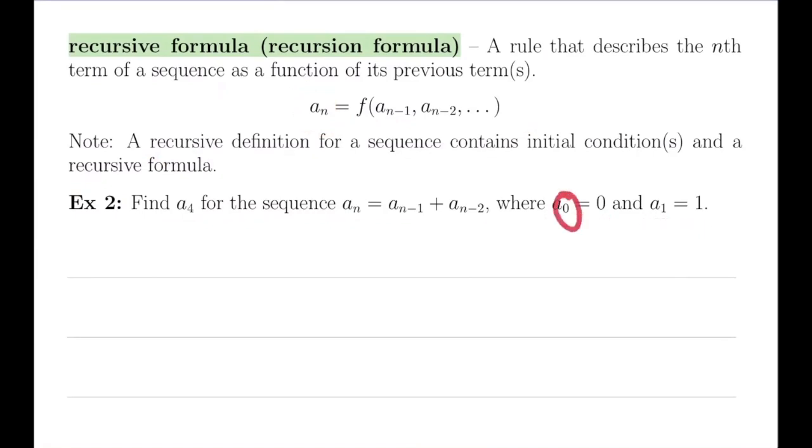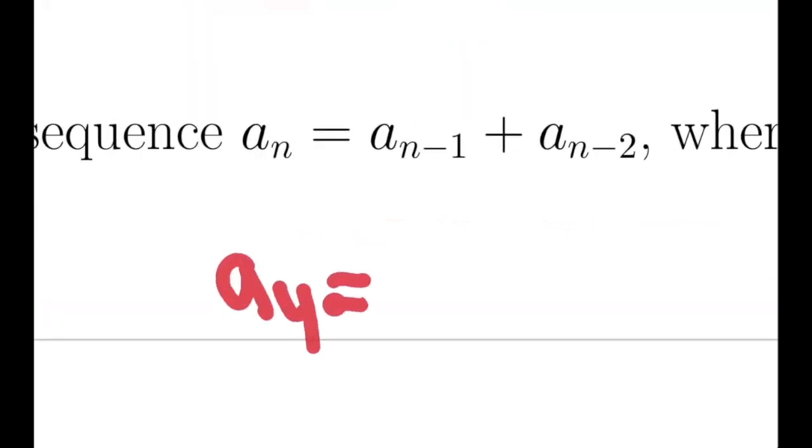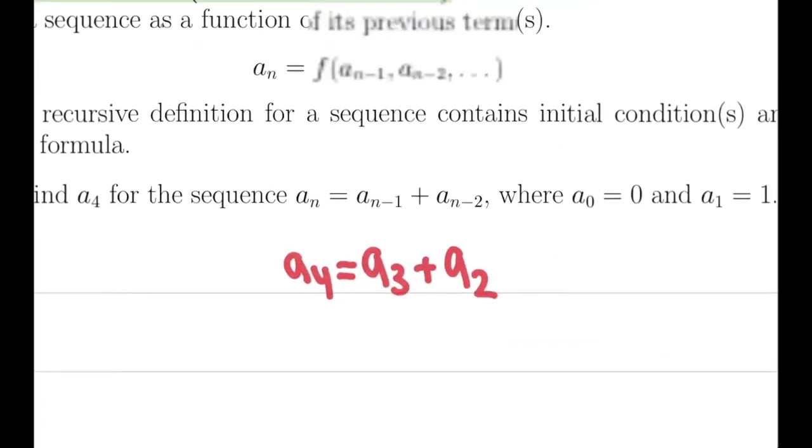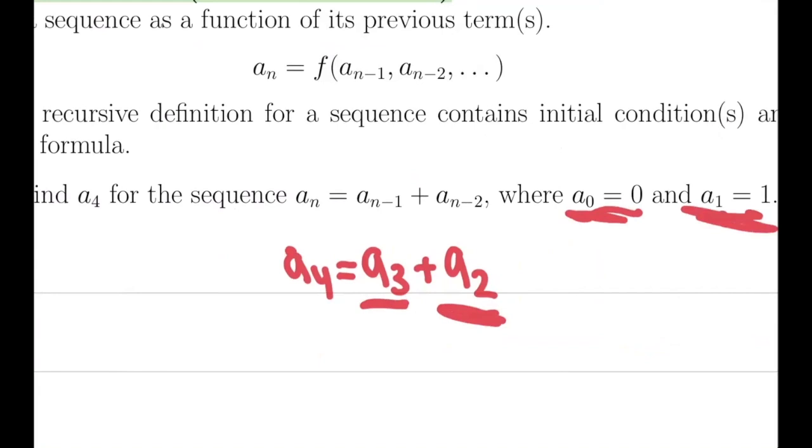So notice how I'm starting the index of the sequence at 0 now. So that's totally valid. If I want to find a4, what do you think I should do? If I have this formula and I want to find a4, what is your gut telling you? Plug in. So you might think, I'm going to plug in 4. So I get a4 equals a sub 4 minus 1, so that's a3, plus a sub 4 minus 2, so that's a2. But we don't know what a3 and a2 are. We just know a0 and a1. So before we go straight into a4, we need to find a2 and a3.